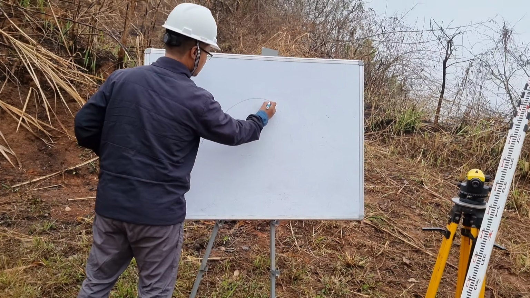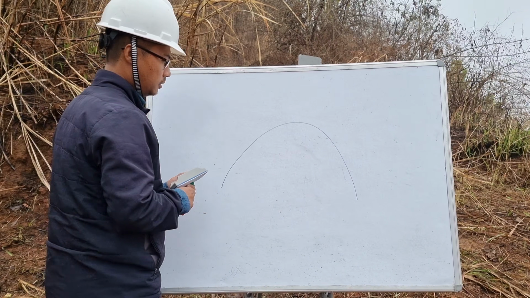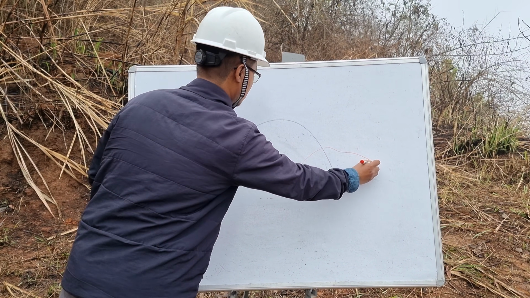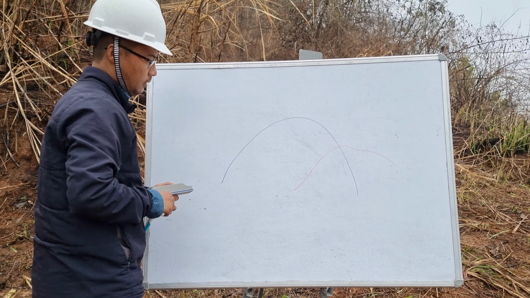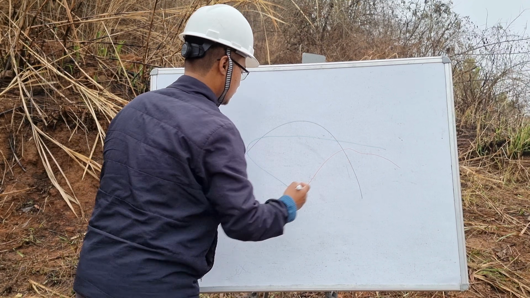So if this is the hill like this, then the old road follows this kind of path. It goes up, reaches the top somewhere, and then flattens out and goes down like that. Whereas the new road starts like this, goes around the hill and then reaches somewhere out like that.